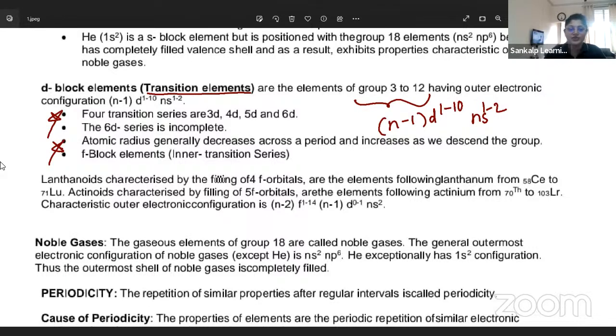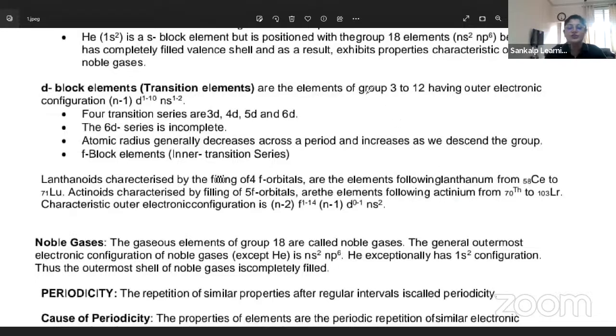Why does it decrease across the period? Because of effective nuclear charge. As you go from left to right, the nucleus pulls the outermost electron more tightly due to the force of attraction. As a result, the size goes on decreasing. Then as you go down the group, why does the size go on increasing?